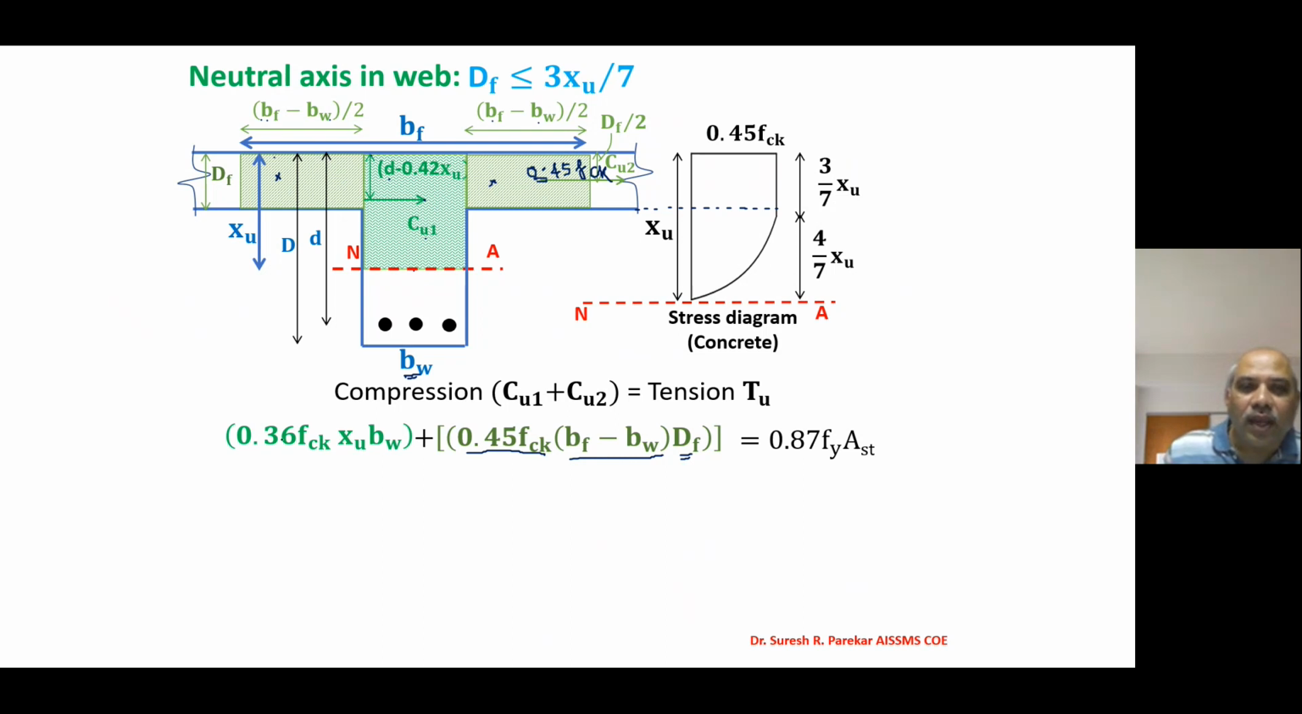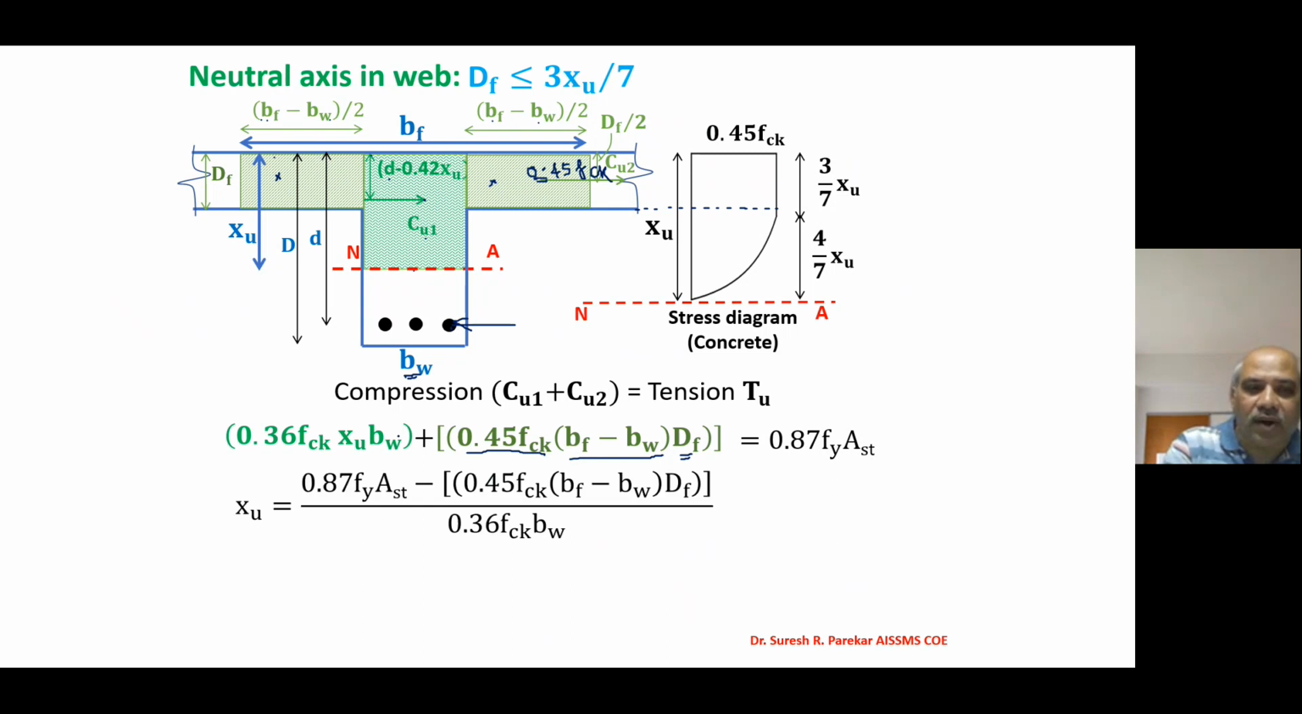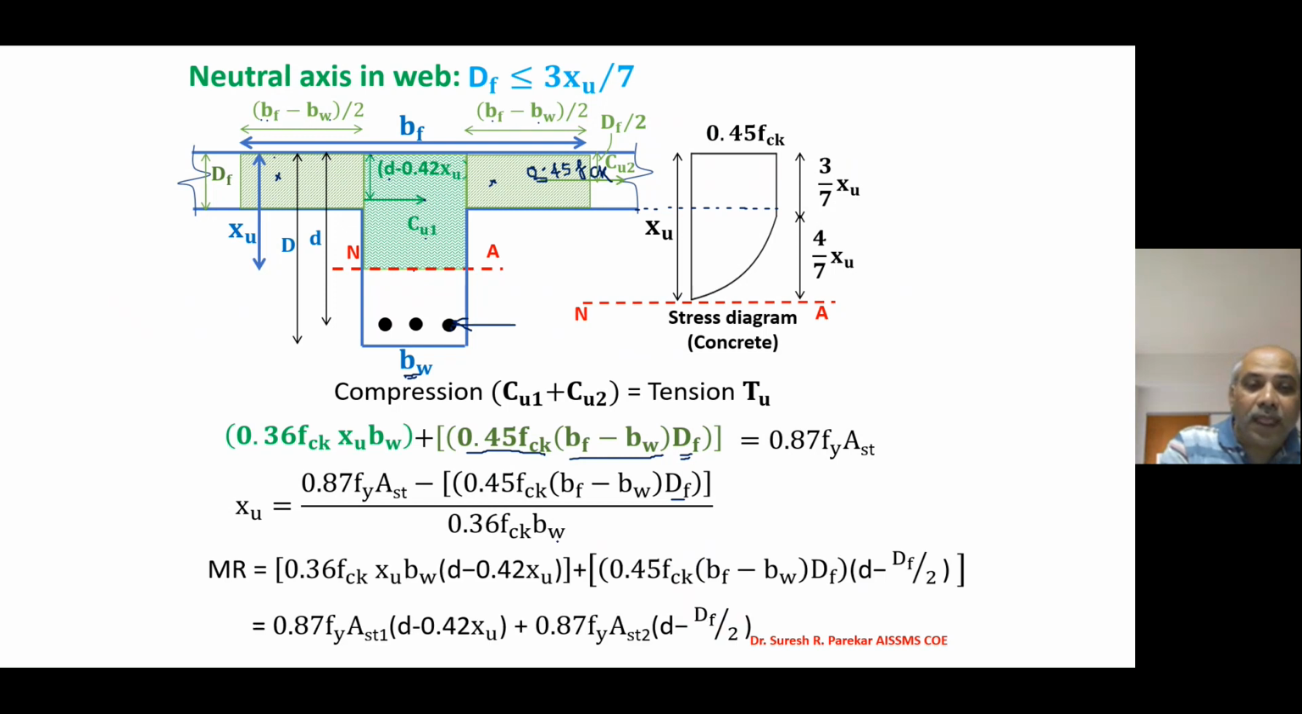and which is equal to TU2. Now, sorry, TU, and we know this will be 0.87 FY into AST. And this gives me, from this we are in position to find out value of XU, that is 0.87 FY AST minus 0.45 FCK, BF minus BW into DF upon 0.36 FCK into BW. So now from this MR we are going to find out.